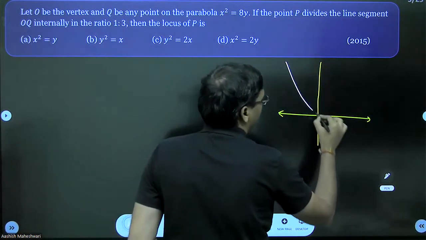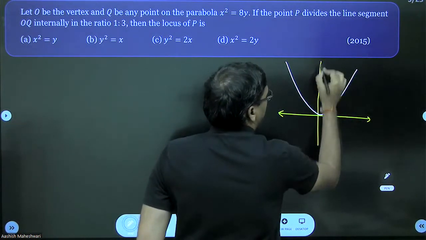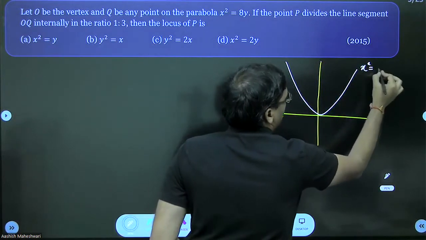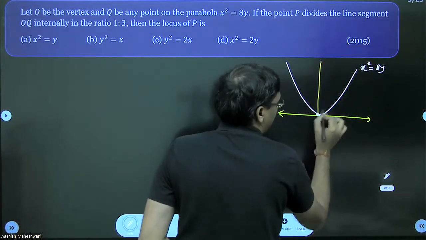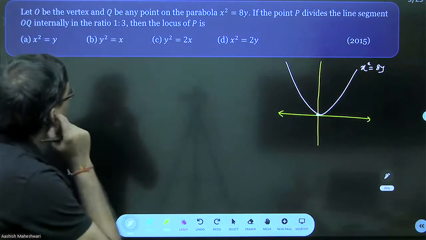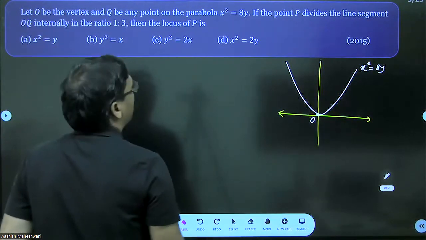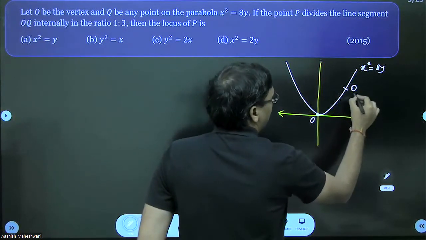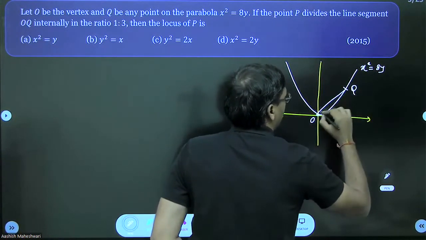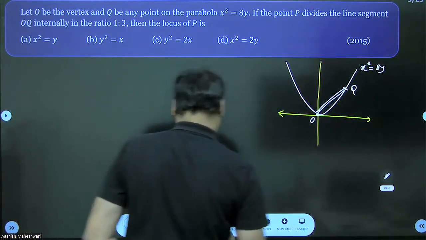This is the parabola, something like this. Okay, this is x square is equal to 8y. This is the vertex of this parabola. Now, O be the vertex. Q be any point on the parabola. Let's say this is the point on the parabola. This is the line joining OQ.